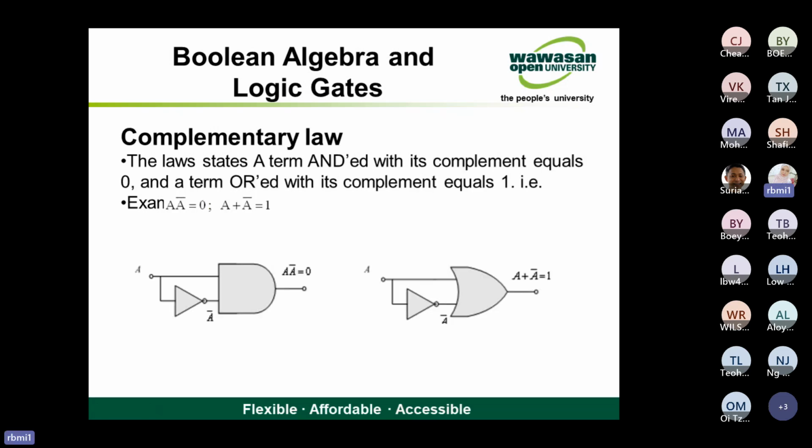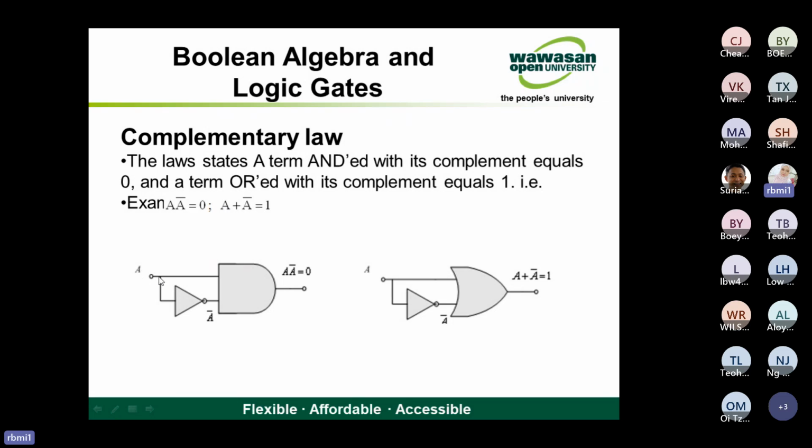Next we have the complementary law. The complementary law states that a term when we AND with its complement equals 0, and when we OR with its complement equals 1. Let's say here, for example, we have A AND A bar equals 0, and A plus A bar equals 1.